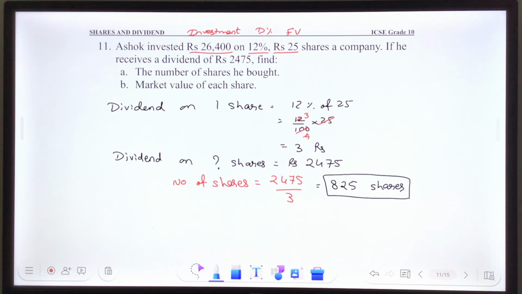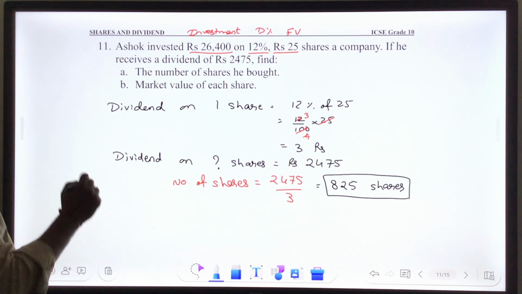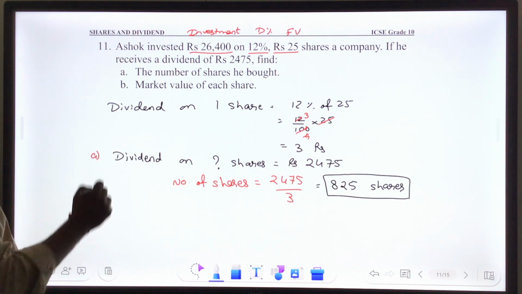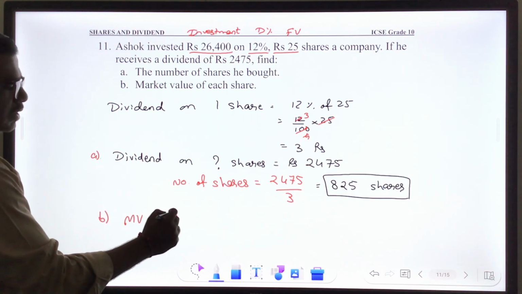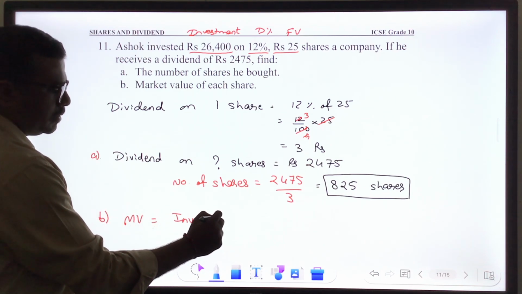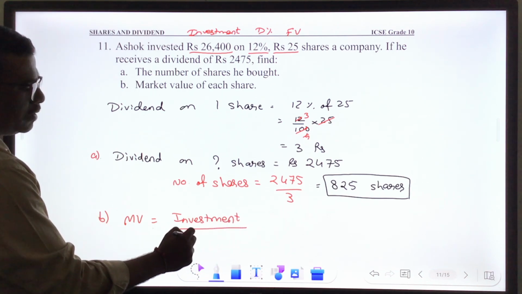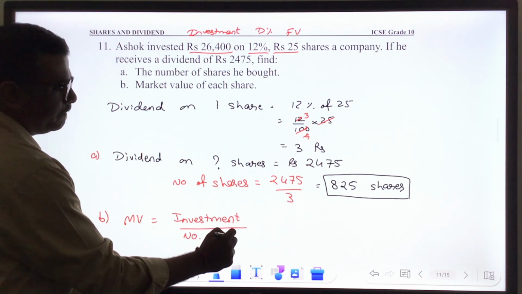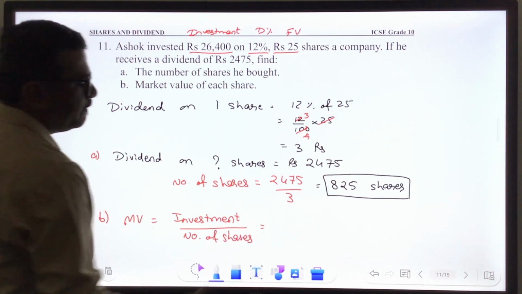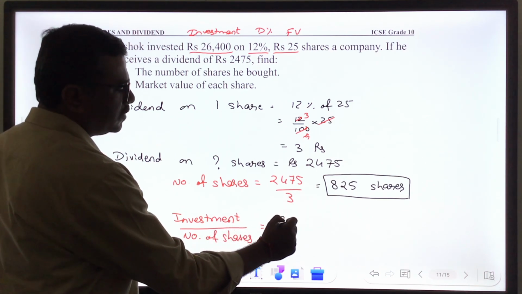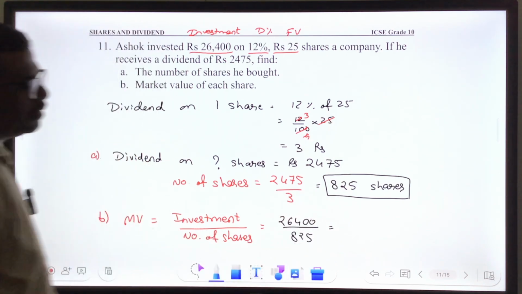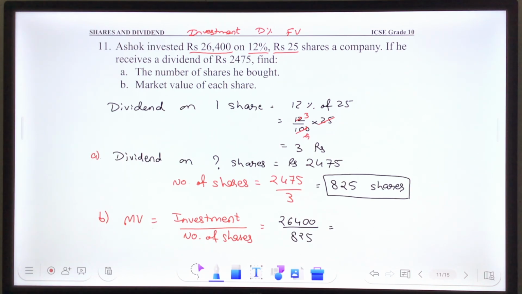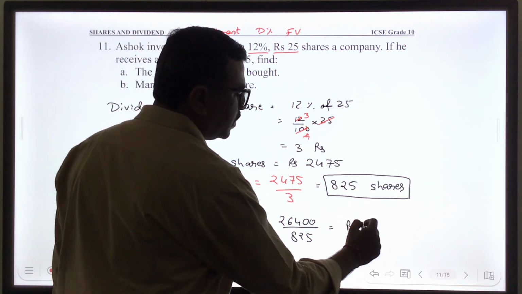Now to find the market value, the market value will be given by his total investment divided by the number of shares. So total investment is 26,400 divided by 825. On simplifying this, reducing to the simplest form, we get the market value of each share as rupees 32.